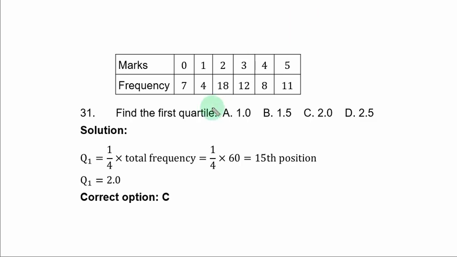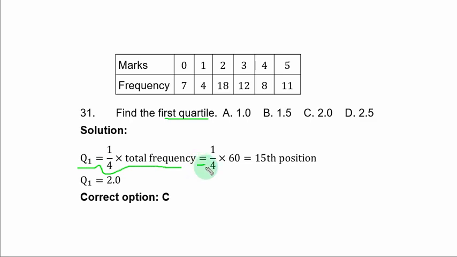Question 31. With the same table, find the first quartile. Quartile divides any distribution into 4 equal parts. So the first quartile is denoted by Q sub 1, and that is 1 over 4 times total frequency. From question 30, the sum of frequency was 60.